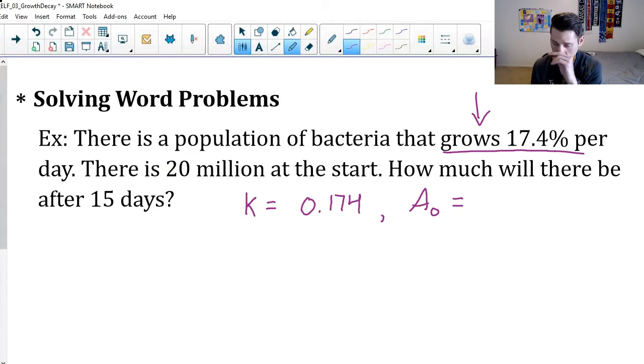A0, which just stands for the initial amount. How much is there at the start? Well, we know there's 20 million. So I'm going to put 20 here. I'm not going to write out 20 million. I can just use million as my units. As long as I keep track of that, and at the end, when it asks how much there will be, I say the number I get and then million bacteria, then it's still okay.